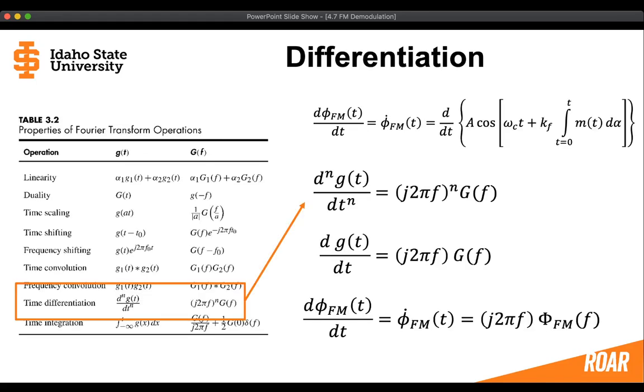If we look at a table of Fourier transform properties or operations, we can see that if we want to do time differentiation, this is going to be the same as multiplying in frequency by some term, j2 pi f raised to the n. Now, we just want to find the first derivative, so we'll set n equal to 1, and we'll see that if we want to find the derivative of the frequency modulated signal, we're going to need to multiply the frequency modulated signal by j2 pi f in the frequency domain.